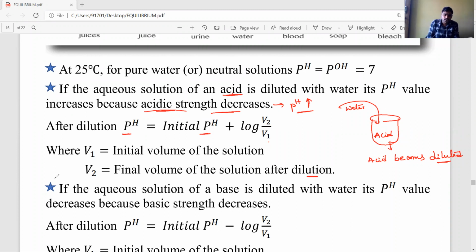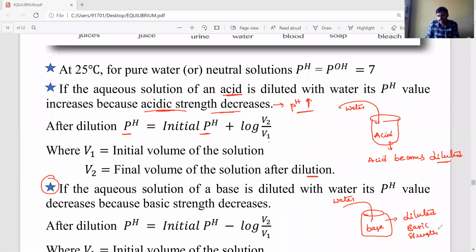In the same way, you take a base in a beaker. Then you dilute it with water. You add water, then it becomes diluted. Diluted means basic strength decreases. If basic strength decreases, what is the meaning? pH value is decreasing. So for bases, upon dilution, pH value is decreasing.